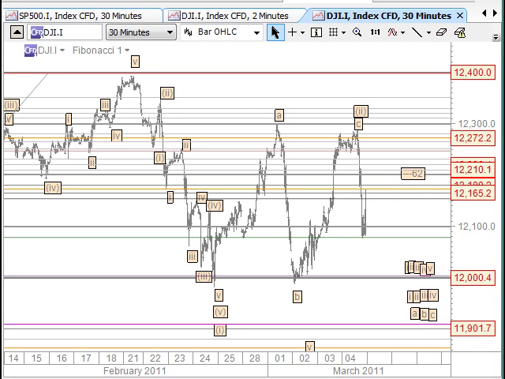Here we're looking at the Dow Jones on a 30-minute chart. It's a CFD contract, trading quite close to the actual index itself. Now, I just want to recap what's been happening to start with, since it's the end of the trading week.